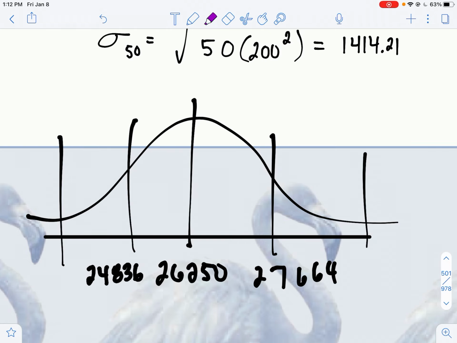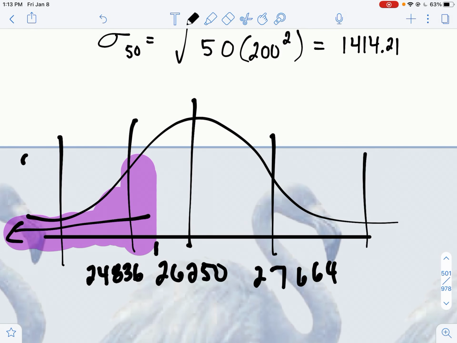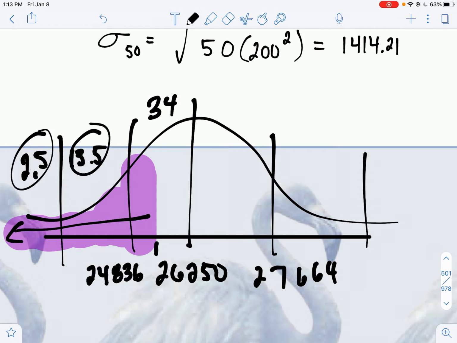So I know that 25,000 is going to be somewhere in here. It's going to probably fall here, and I'm looking for everything less than that. Now, based on what I know about the empirical rule, this is going to be about 2.5% here, 13.5% here, and then this represents about 34%. So 2.5 plus 13.5 gives me about 16, plus a little chunk in here. I'm probably looking at somewhere in the low 20s.